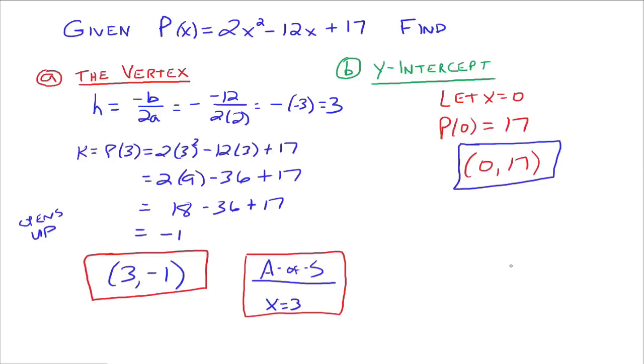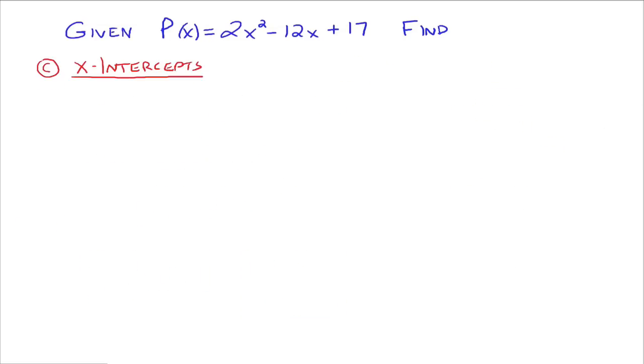All right, so now what about the x-intercepts? How do you find the x-intercepts? Well, you let y be 0. Let the function value be 0 here. So 0 equals 2x squared minus 12x plus 17. And you solve this equation. What type of equation is it? It's a quadratic equation. How do we solve quadratic equations? You could try to factor if you want, or you can always jump straight to the quadratic formula, because that will solve every quadratic equation. So let's just do that.